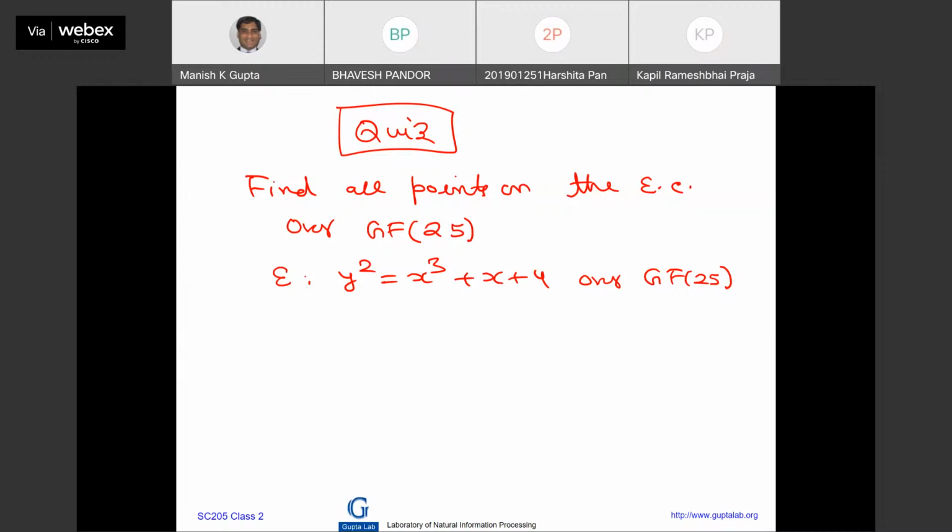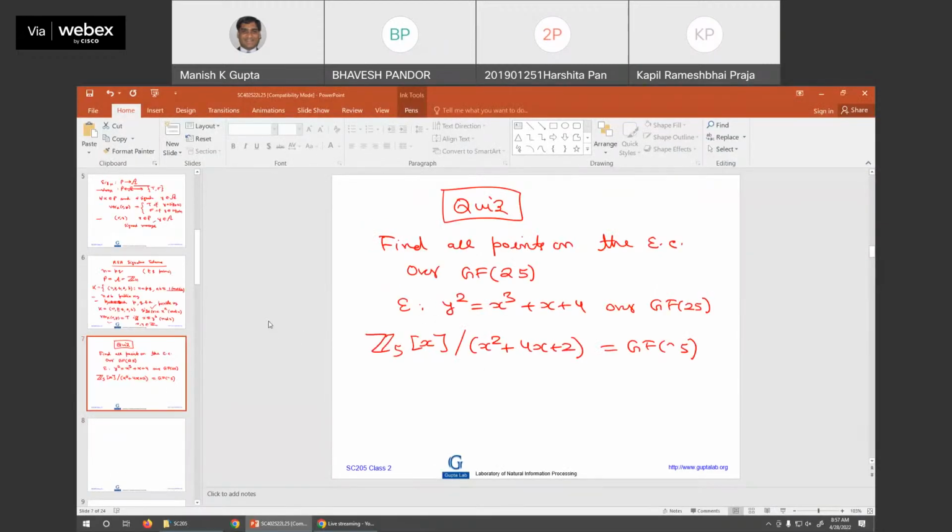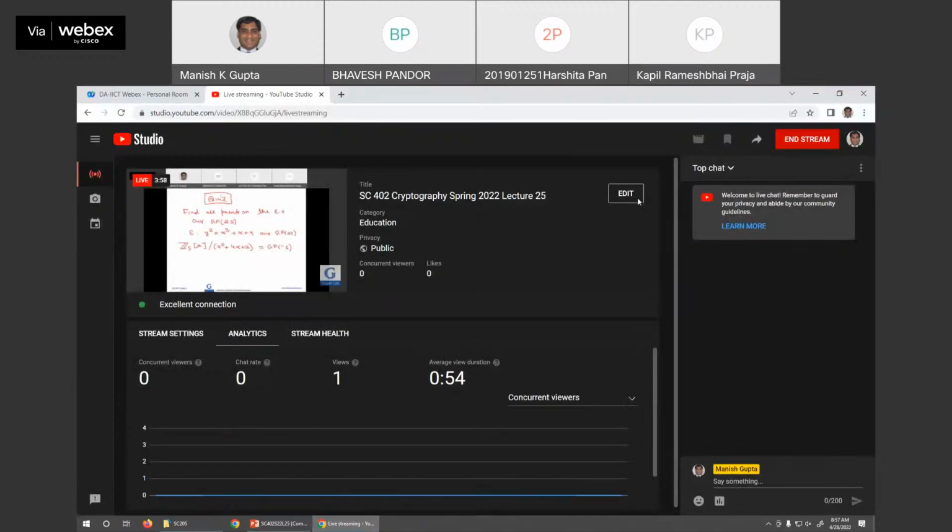Anyway, okay, I can help you a little bit. I have written the polynomial x square plus 4x plus 2. X square plus 4x plus 2. Let me end this session here.